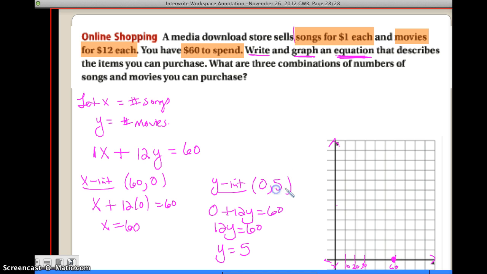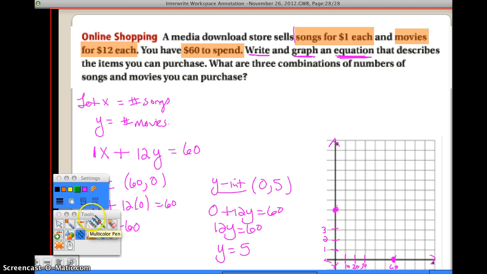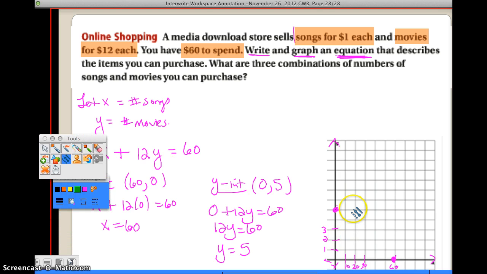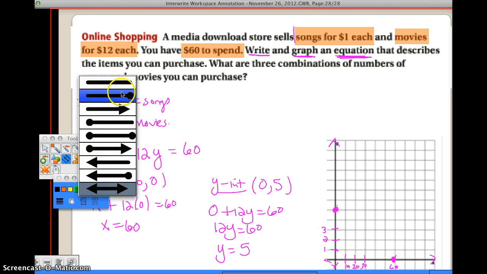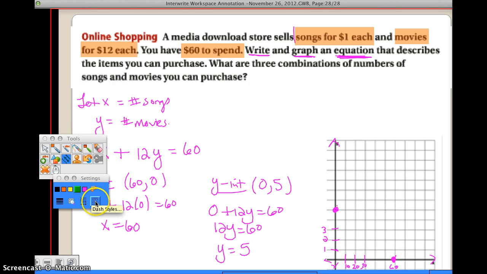So that means I'm going to go up by 1s here. As long as I'm consistent, I'm okay. And I'm going to plot the point (0, 5), which is right here. Then I'm going to connect it with a line. My line, I want to be careful though. I don't want to put arrows on my line because we're not going to have negative downloading songs or movies.